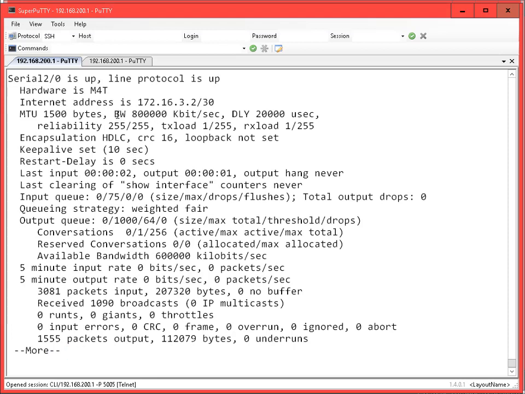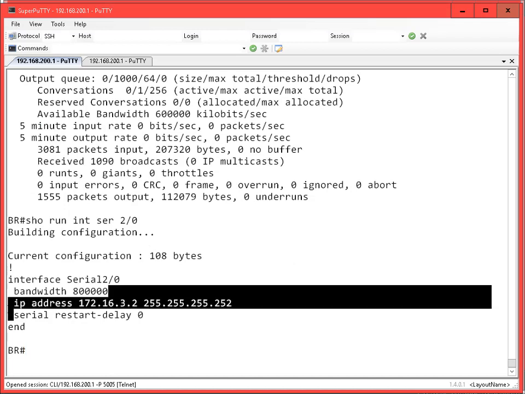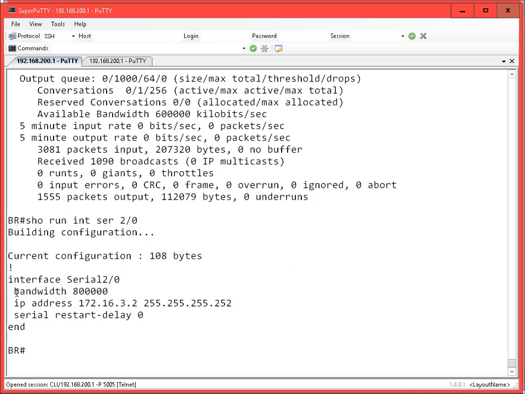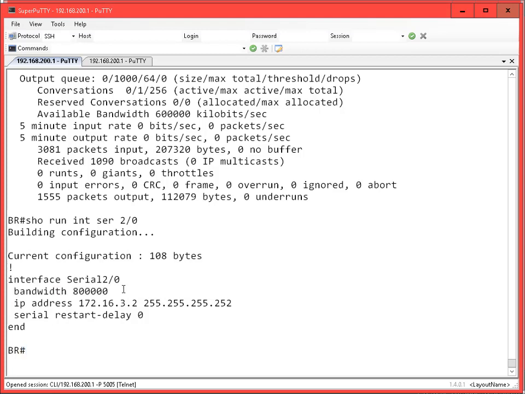So it looks like we've manipulated the bandwidth in this case, but we haven't manipulated the delay, because the serial interface clearly doesn't have a bandwidth of 800,000 kilobits per second. In fact, if I do a show run interface serial 2.0, we can see that the bandwidth has been applied. So you can manipulate the metrics by changing the bandwidth and the delay on an interface. It doesn't affect the actual bandwidth of the interface. It doesn't affect the actual delay of the interface. It just simply changes how the router interprets that information. All right.